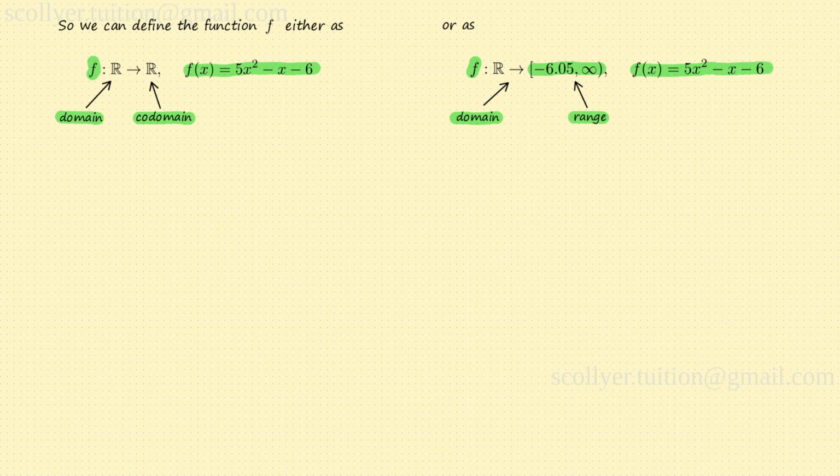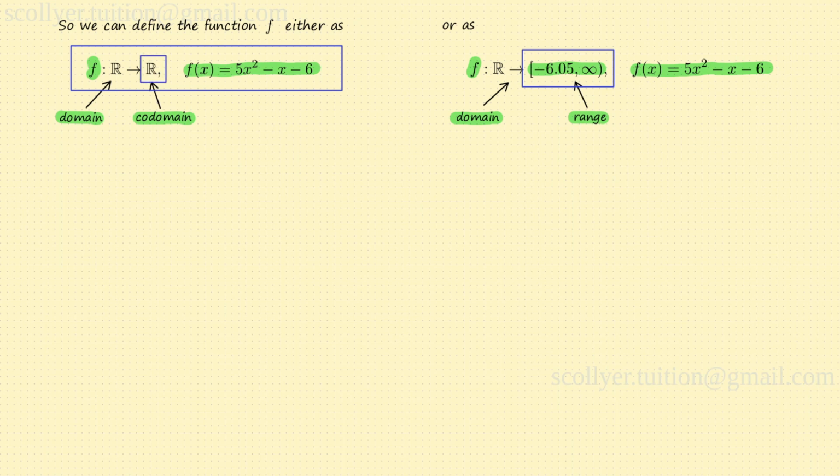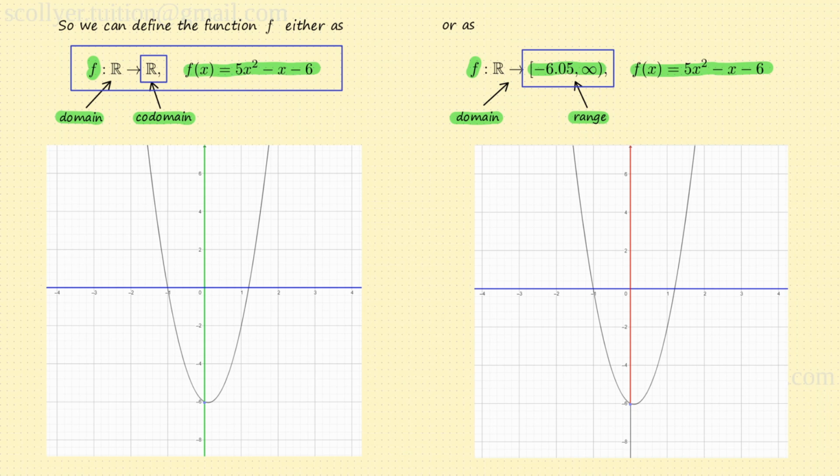And you should be aware that the domain-codomain specification is giving us less precise information than the domain-range specification. The domain-range specification tells us that the numbers that will come out of the formula will definitely be in this set, whereas the domain-codomain specification only tells us that we can expect to see real numbers coming out of the formula. And here we see graphs of the two representations. On the left, the domain-codomain representation, on the right, the domain-range representation. In both cases, the domain is the whole of the x-axis.